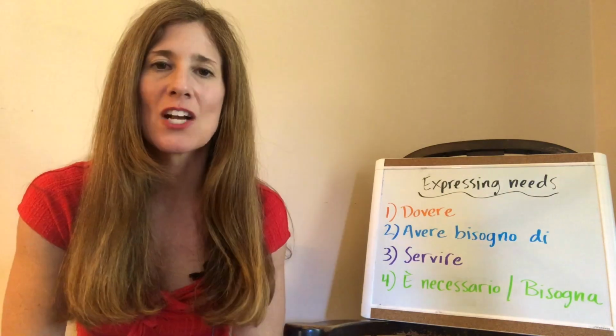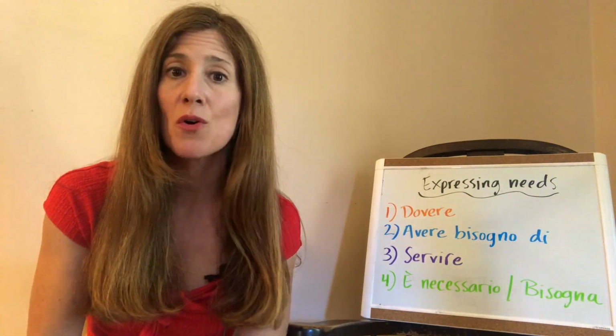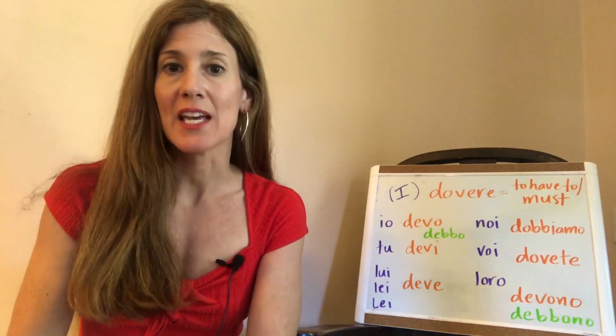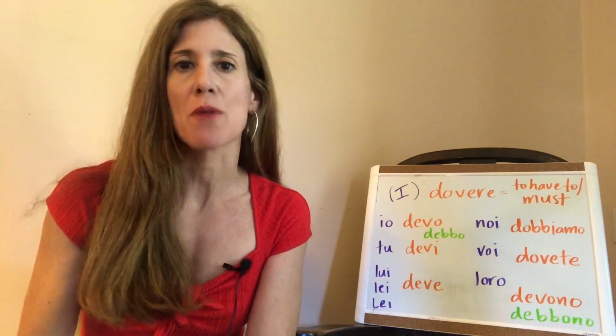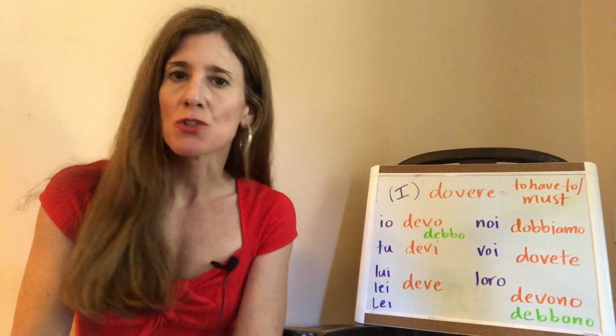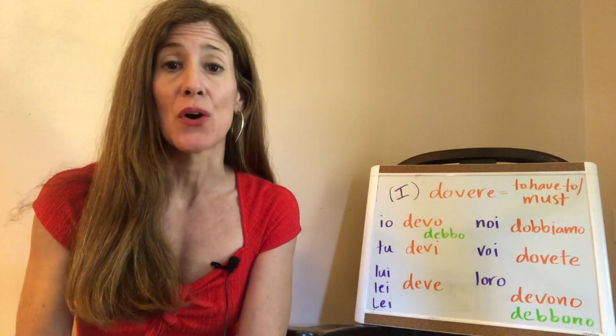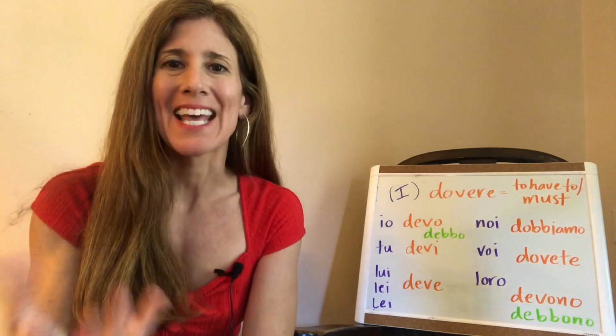Va bene? Cominciamo e guardiamo il verbo dovere. Allora, ecco le coniugazioni del verbo dovere. Come ho detto prima, è irregolare. It's irregular, okay? So, ripetete.